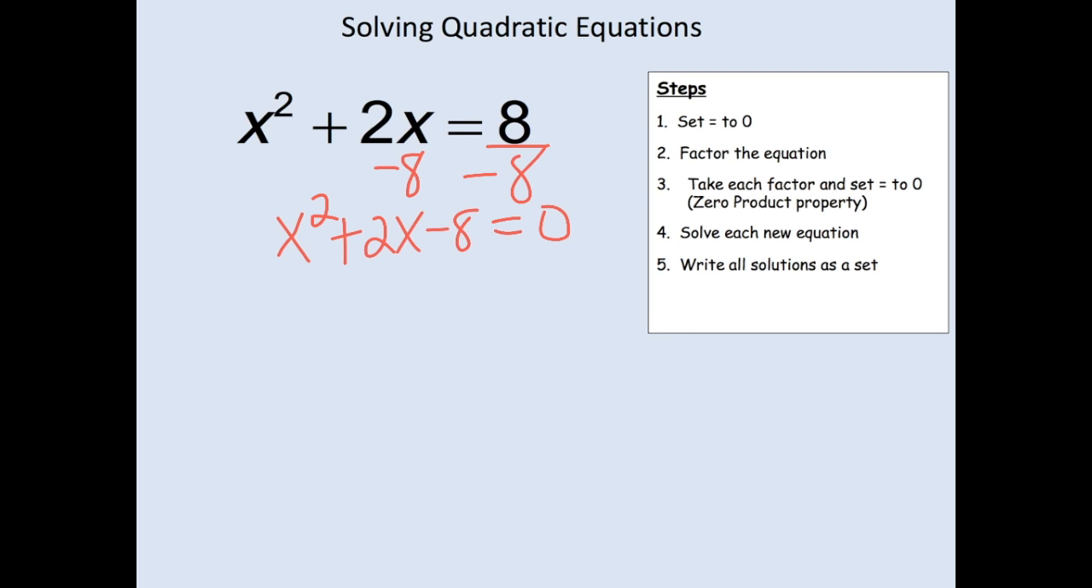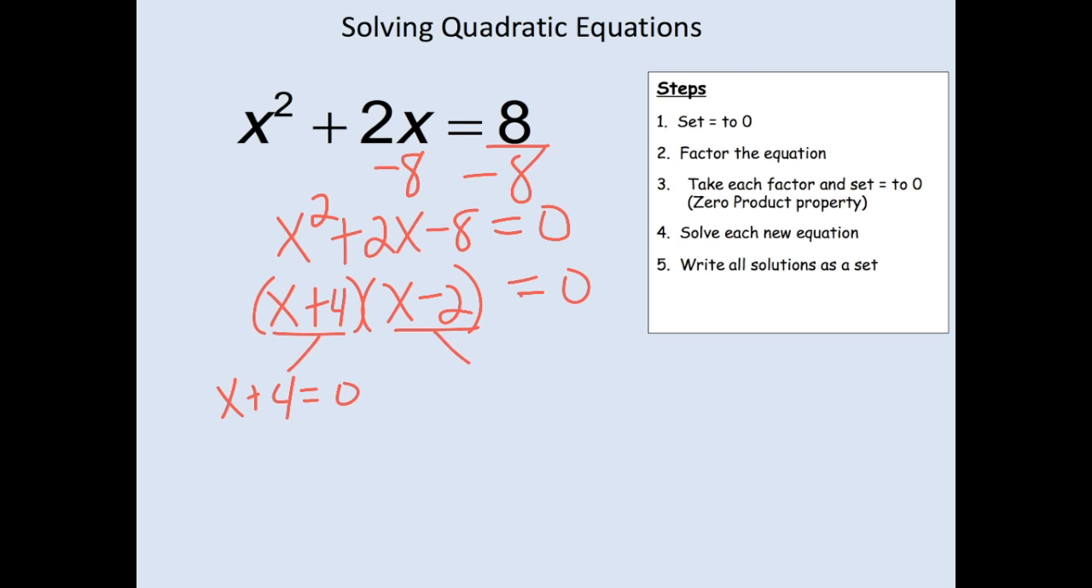So you're going to need to go off to the side and factor this using whatever method you use. And when we do that, we're going to find out that we have x plus 4 and x minus 2. Those are our 2 factors. Our next step is to take each of these factors, there's 2 of them, and set them both equal to 0. So the first one's going to become x plus 4 equals 0. The second one's going to become x minus 2 equals 0.